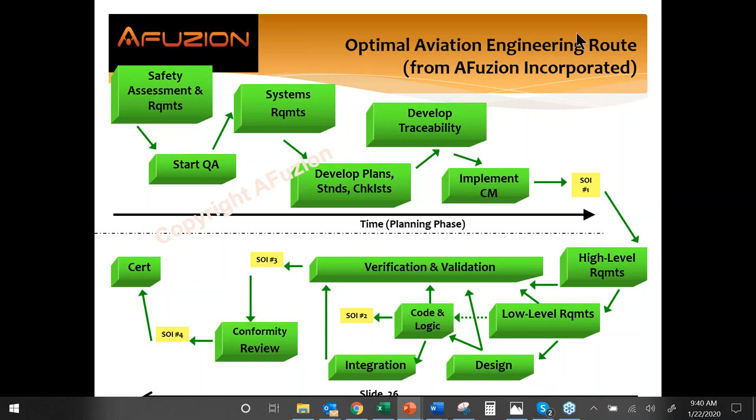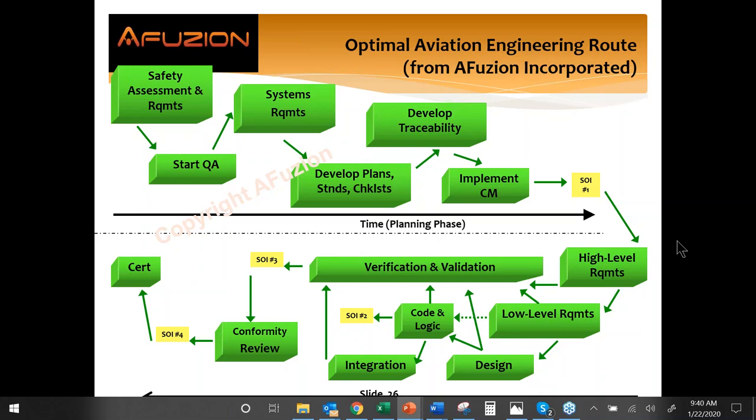We then have our first SOI, and the SOI is interesting. The SOI is the stage of involvement. It's not PDR, CDR, okay? It's not TRR, SSR. They're a little unique. We'll talk about those in just a minute. Then we're ready to implement. After SOI1, our planning's done.